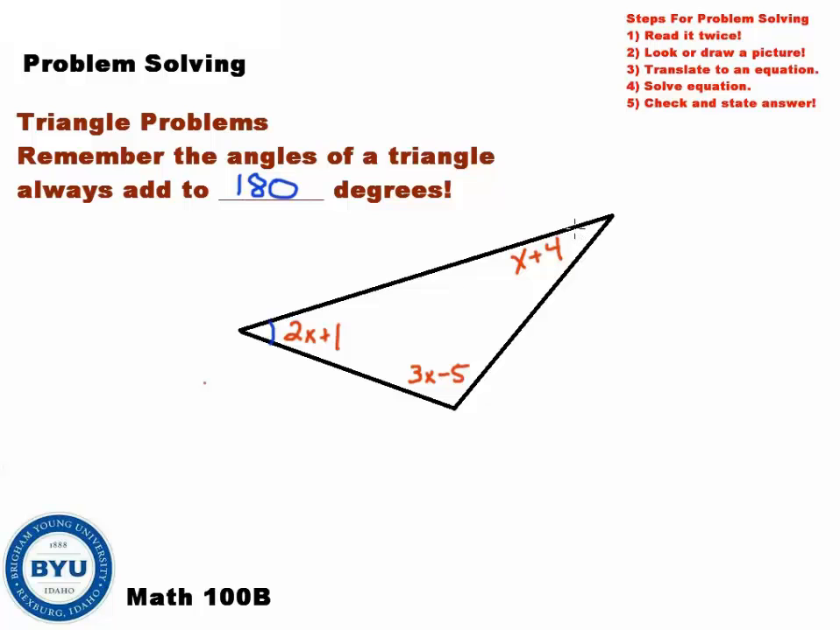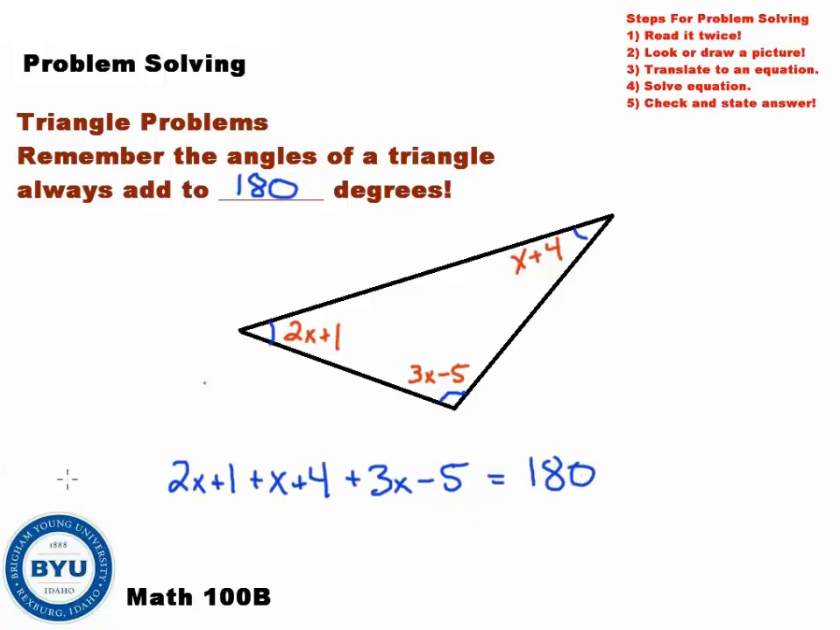In other words, if we took this angle, that angle, and this angle, and added them together, it would always add up to 180 degrees. So when setting up the problem, all you have to do is write out the angles. 2x plus 1 plus x plus 4. So I wrote this angle. I'm going to write this angle. Now I'm going to write this last one, 3x minus 5. And we know those angles will always add up to 180 degrees.